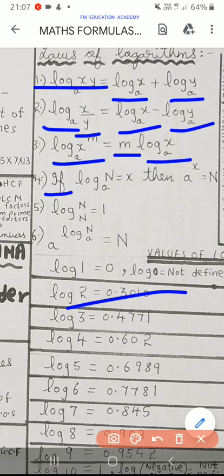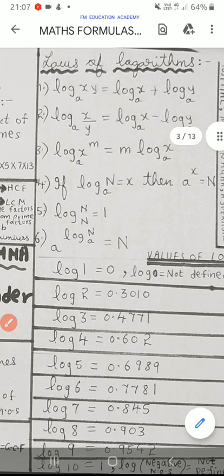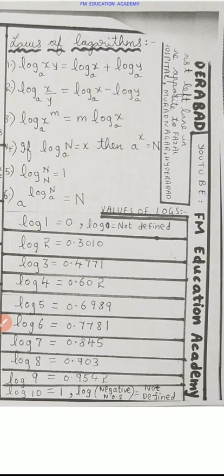Then if log n to the base a is x, then a power x is equal to n. Then log n to the base n is 1 and a power log n to the base a is n. Then these are the various values of logs which you should remember. Okay, what are the values which you have here?